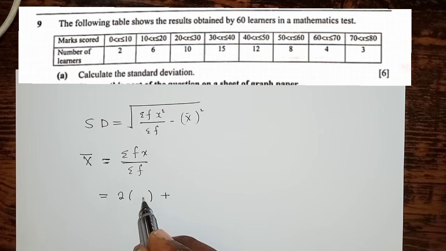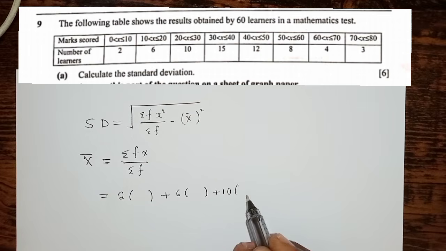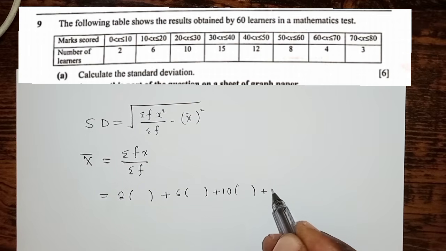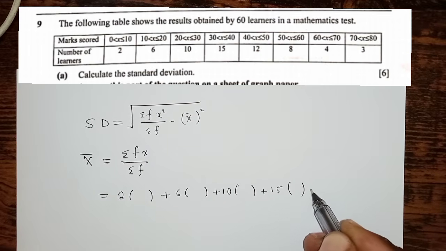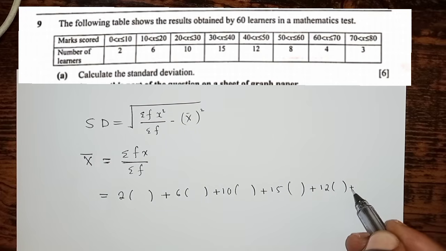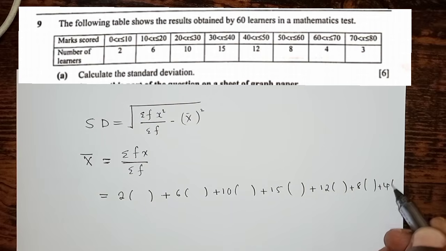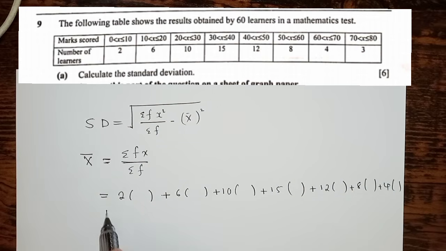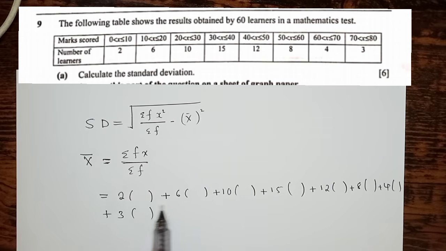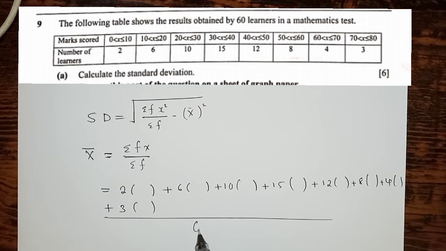2, leave the bracket, space here, 6. The next was 10. Next there it's 15. Next is 12. Next is 8. Next is 4, plus next is 3. So I'm leaving the bracket. So everything divided by the total, which is 60.